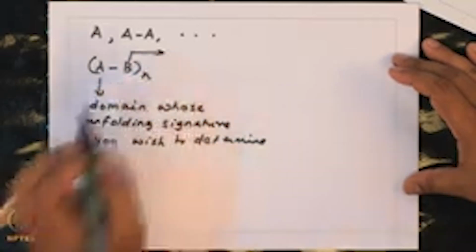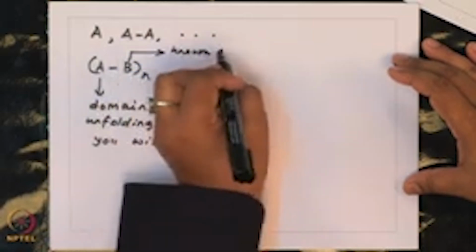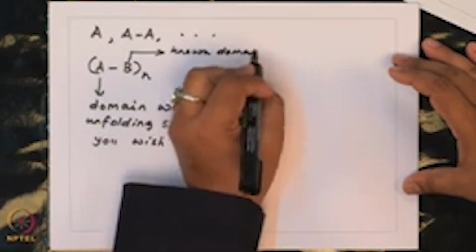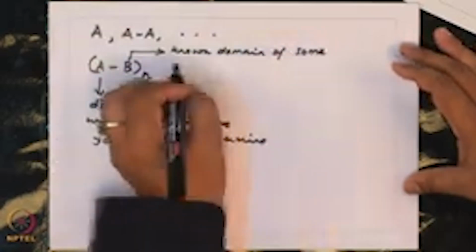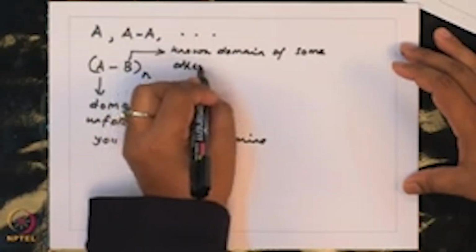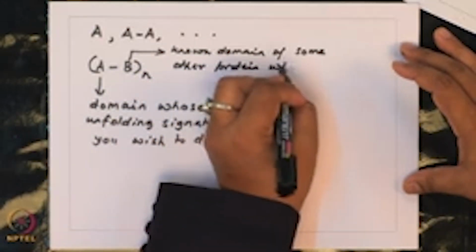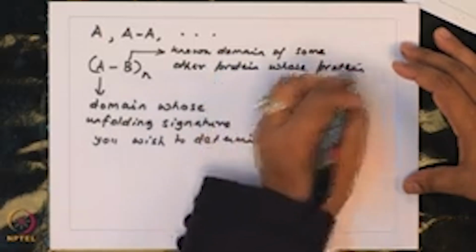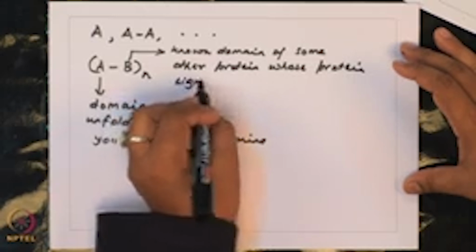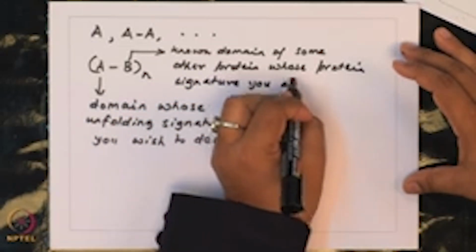and B is a known domain of some other protein whose protein signature you already know.